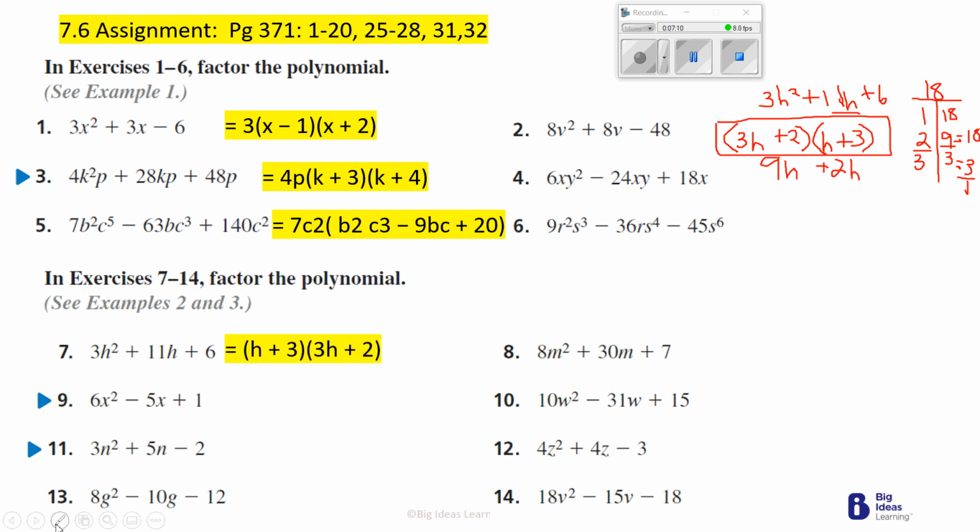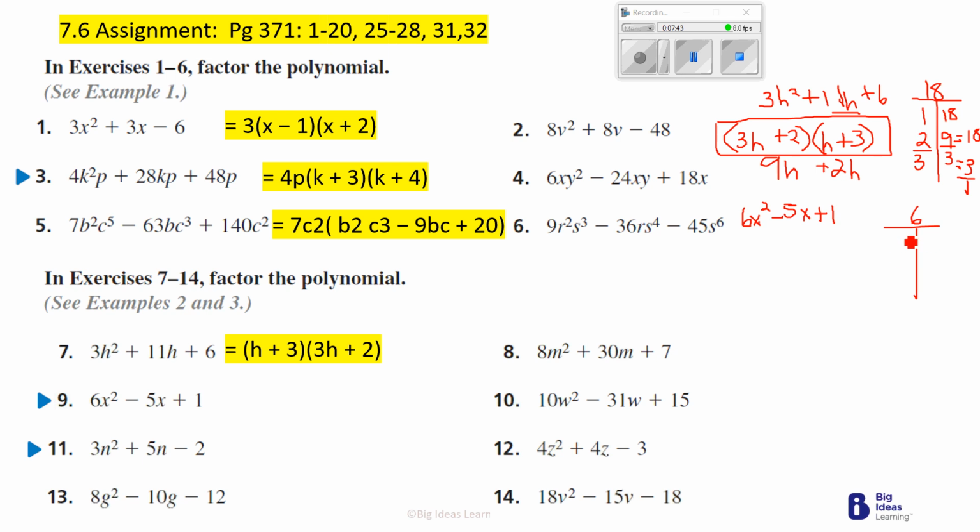All right, we're off to number 9. When I work number 9, it says I've got 6x squared minus 5x plus 1. All right, I'm going to take 6 times 1. That gives me 6. Looking for 2 numbers that will give me a positive 6, but will give me a negative 5. The only way to do that is to have 2 negative numbers that are going to multiply together to give me that 6.